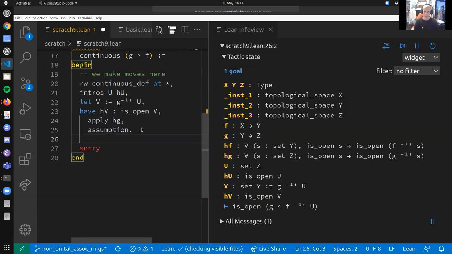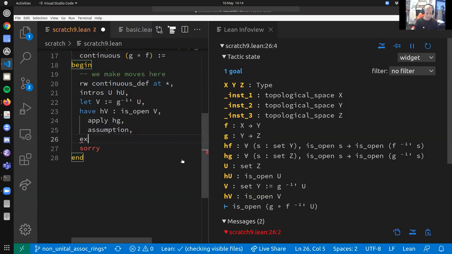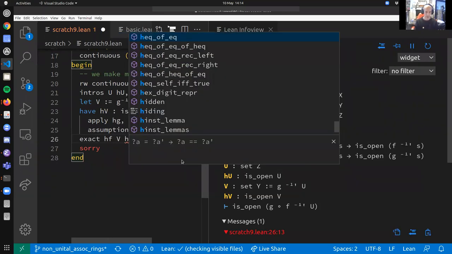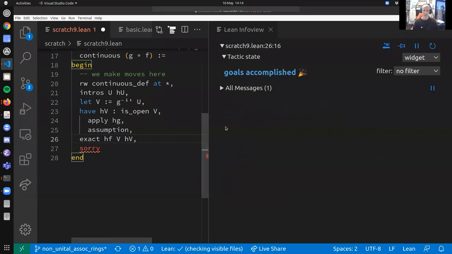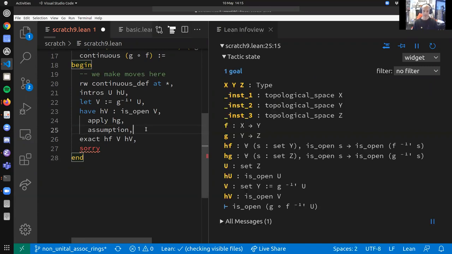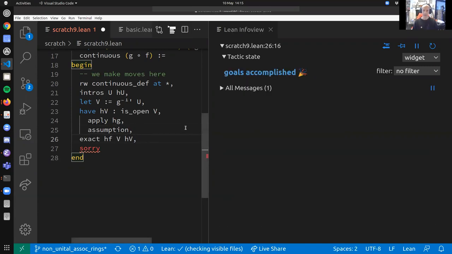Now we just need to use continuity of f. So exact hf is the continuity of f, and we apply it to the set V, and the proof that V is open. There we go. And now I get the buzz, right? Now it says goals accomplished. It used to look like this, but now it says goals accomplished.